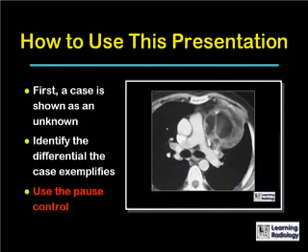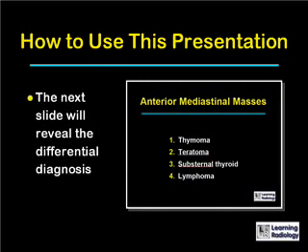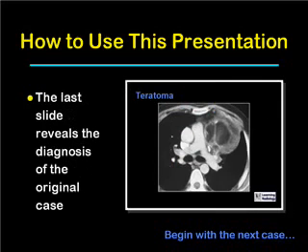How to use this presentation: first, a case is shown as an unknown. Identify the differential that the case exemplifies. Use the pause control on your computer or MP3 player. The title of the differential is on the next slide. In this case, it's anterior mediastinal masses. Again, use the pause control. The next slide will reveal the differential diagnosis. And the last slide reveals the diagnosis of the original case. Ready to begin? This is the first differential.